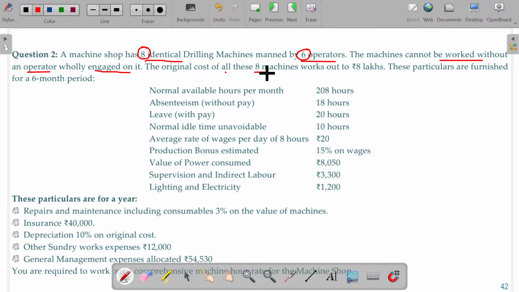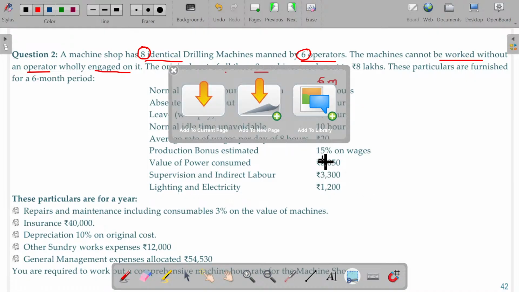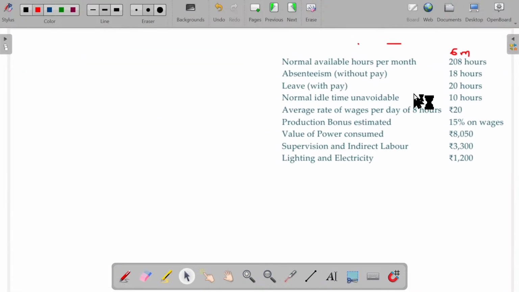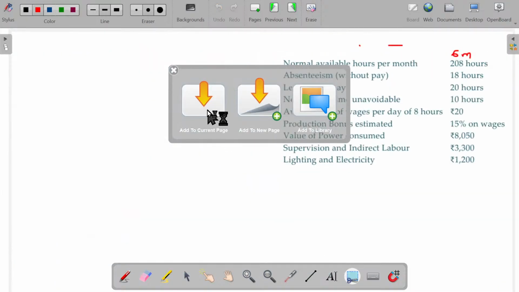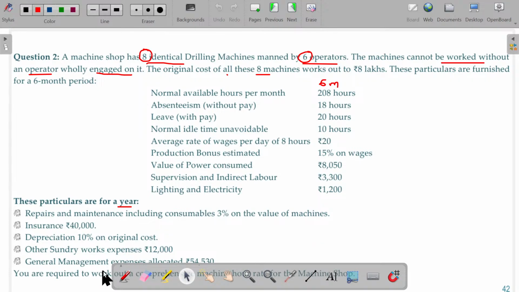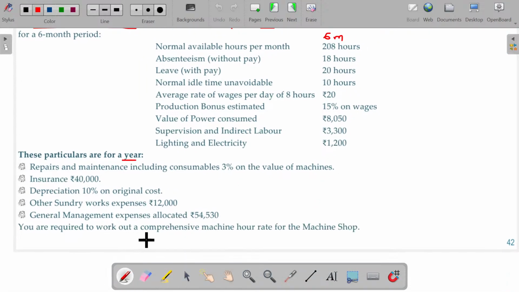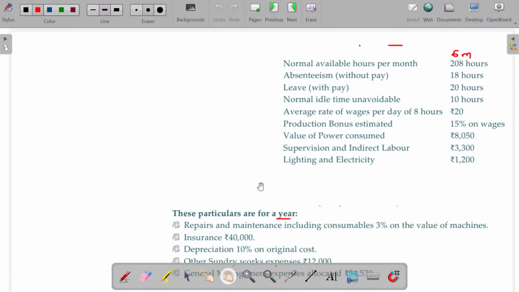The original cost of all the 8 machines works out to 8 lakhs. These particulars are furnished for a 6 months period. These details are for 6 months. Right. And these particulars are for a year. Now, you are required to work out a comprehensive machine hour rate for machine shop.